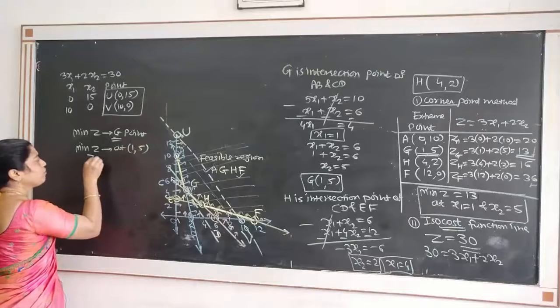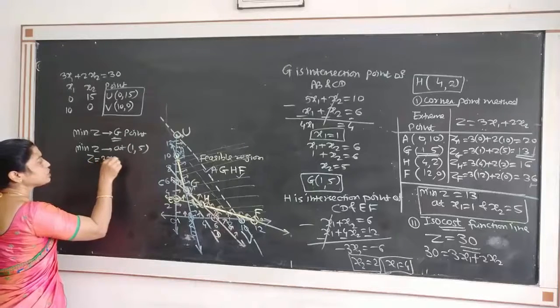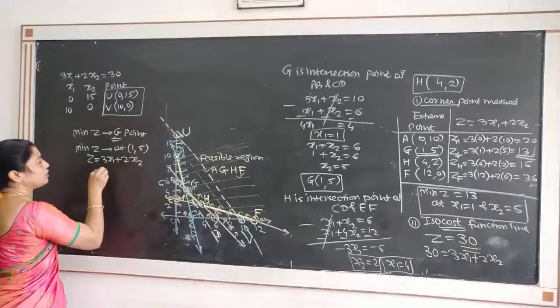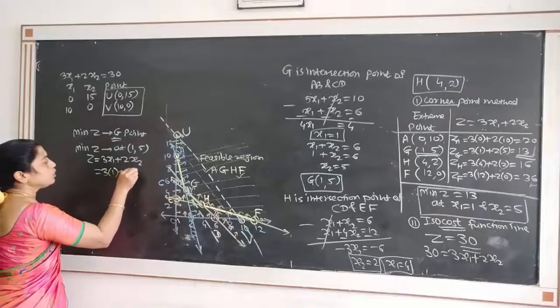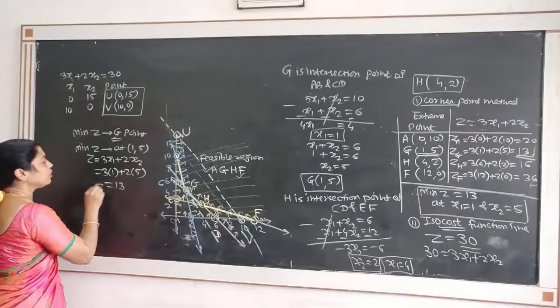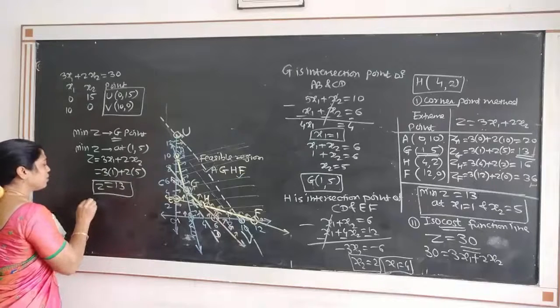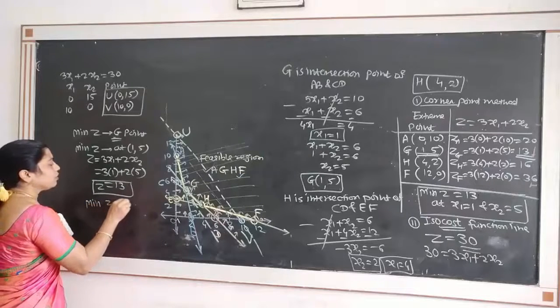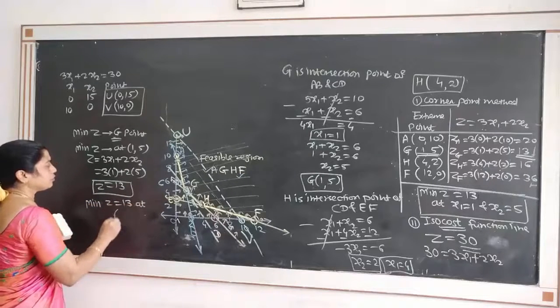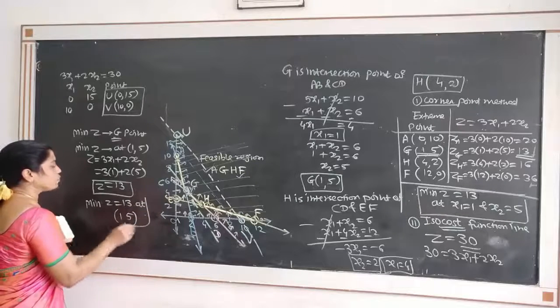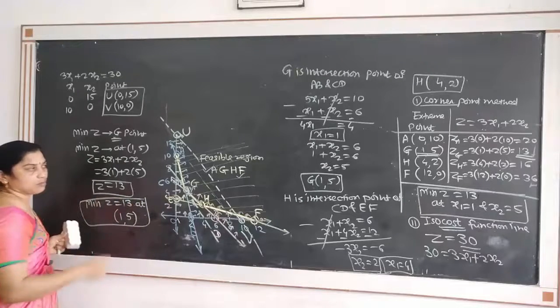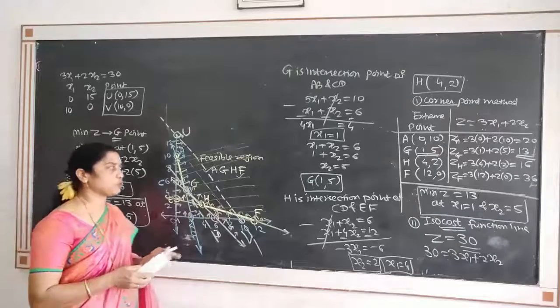That is, if you find value of z, z is 3x1 plus 2x2. That is 3 into 1 plus 2 into 5. That is 13. So minimum z is equal to 13 at the point 1, 5. So this is the iso-cost line approach method.